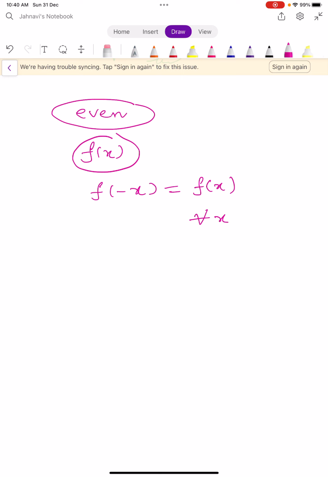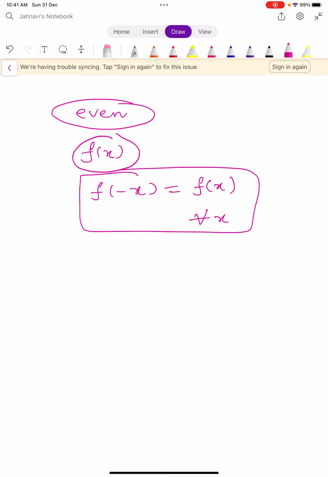A function f of x is said to be an even function if it satisfies the condition f of minus x is equal to f of x for all values of x.